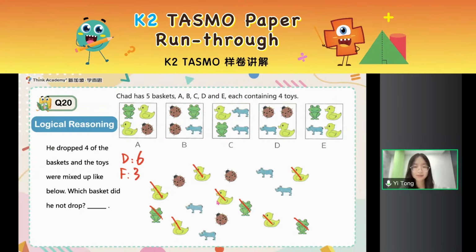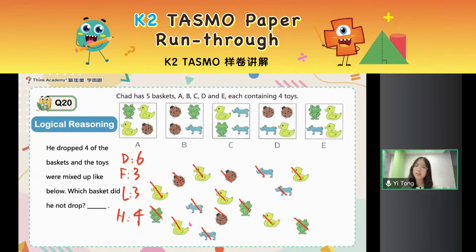And we have the ladybug. So ladybug, 1, 2, 3. 3. And last one, hippo. Right? So 1, 2, 3, 4. 4 of them. All right.